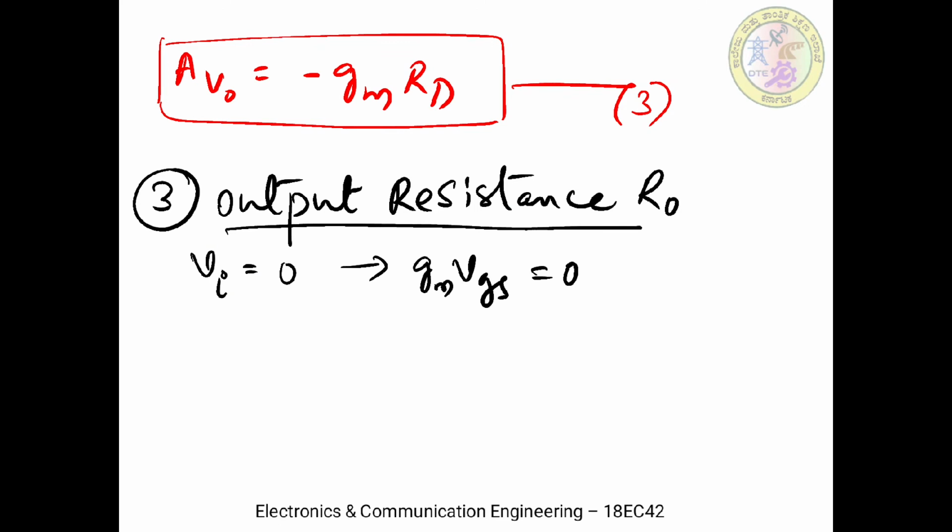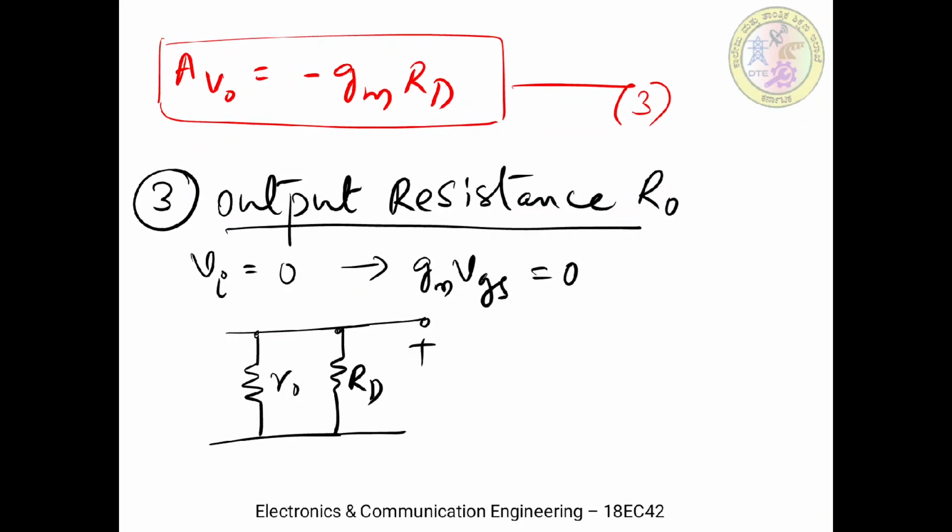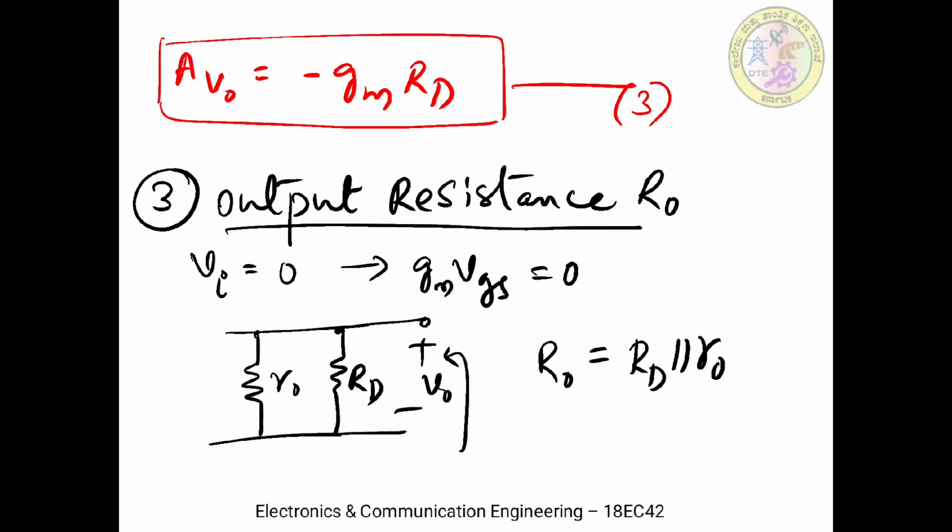When Gm into VGS is equal to 0, at the output terminal we have only the resistance R0, which is going to come in parallel with RD. So when you look into the amplifier output terminal, we can write Ro is simply RD parallel with R0. That's all. This is one expression for Ro, equation 4.